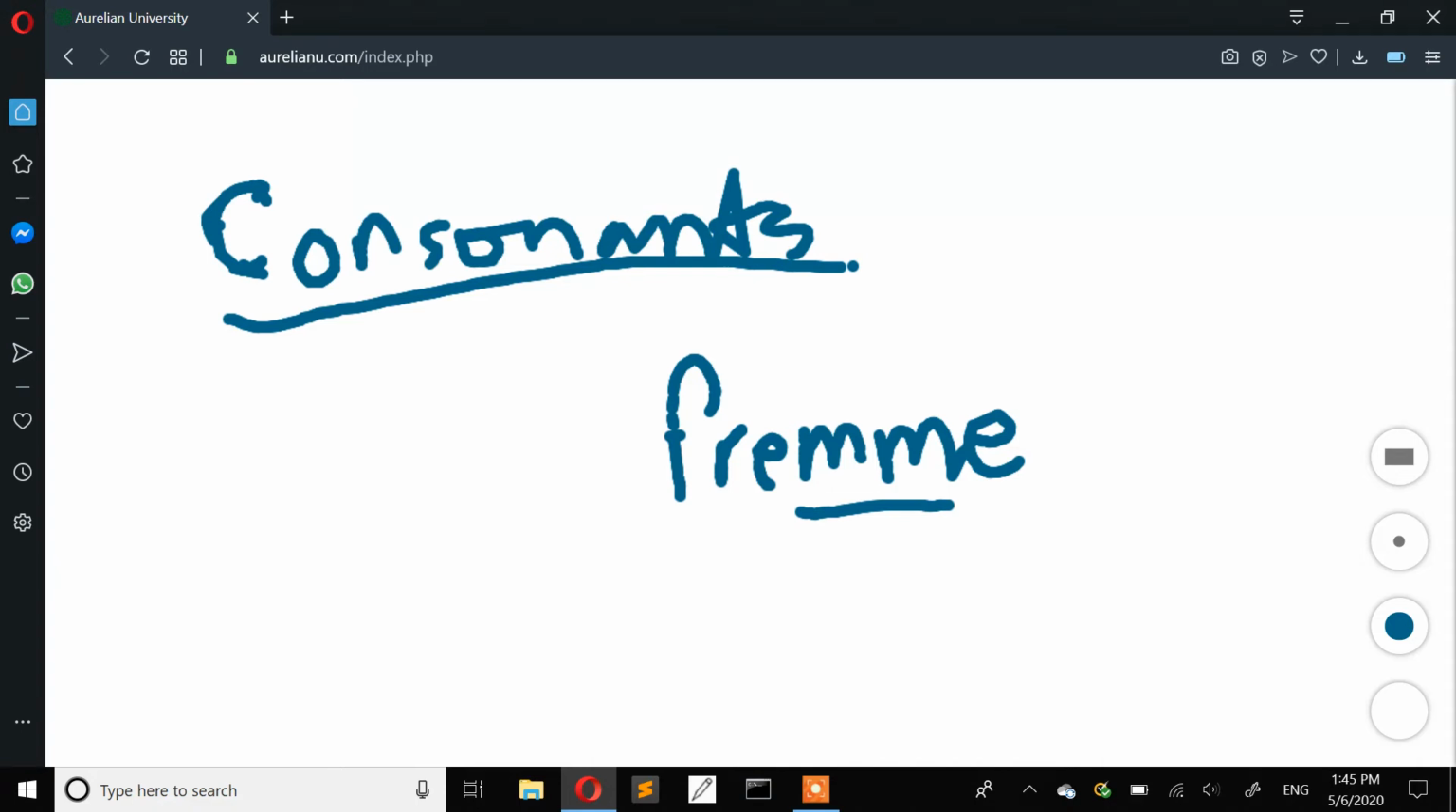Also, we'll see a convention with C's and G's where sometimes they'll have a little dot placed above them.